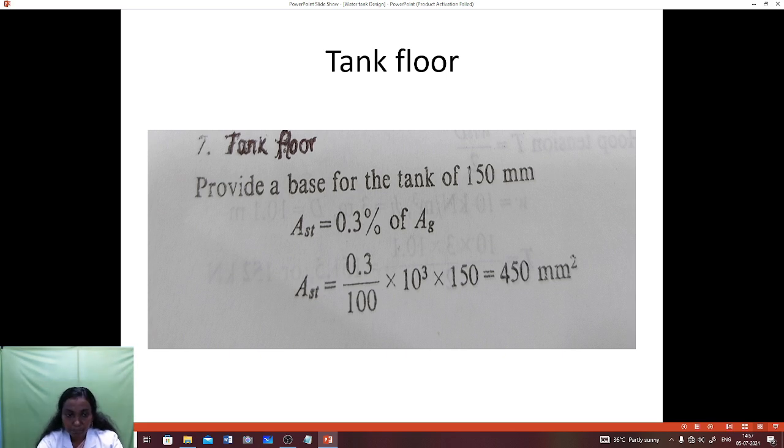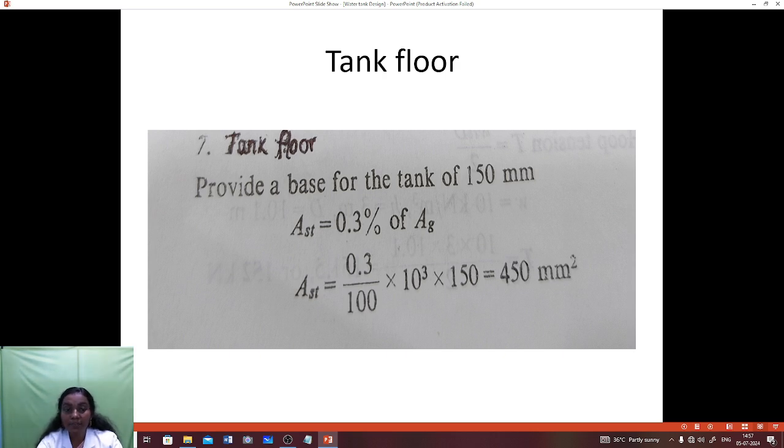Providing the base of the tank is 150 mm. We assume that. Providing base thickness of the tank is 150 mm. Now finding the AST, the area of steel, of the base of the tank. AST is equal to 0.3% of Ag. Area of steel is 0.3% of Ag.